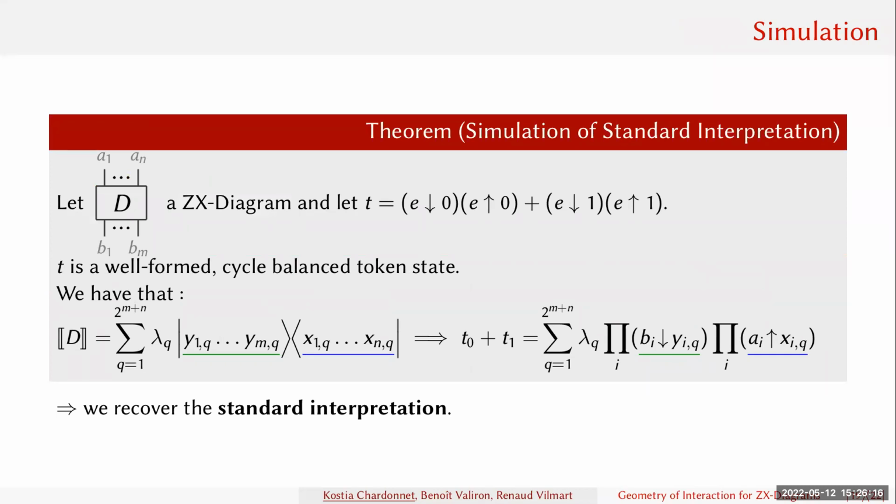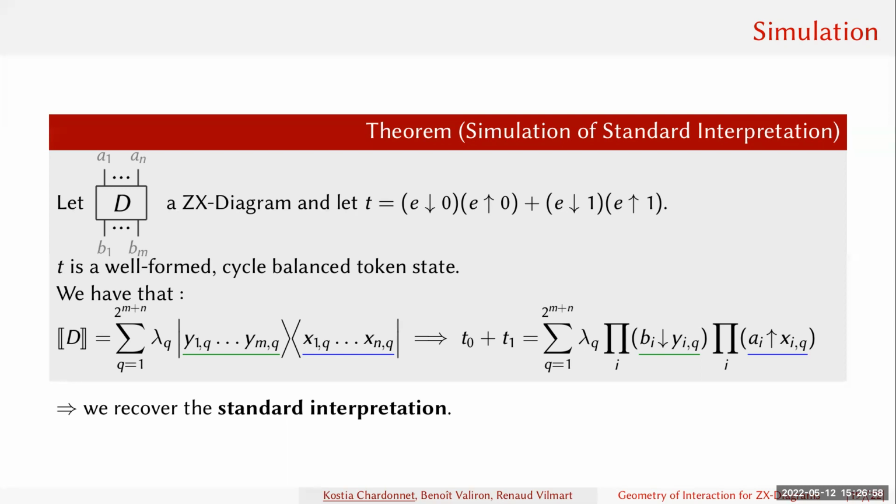And all of this leads us to the main theorem of the paper, which is that you can recover the standard interpretation of a diagram through this method. So if you take any diagram D and you take some edge E inside the diagram, you can set an initial token state T as being E1. So you take the edge E and you have a superposition of tokens. In the first case, you send one token up and down in the state 0, in superposition with one token going up and down in the state 1. What we get is that this initial token state is well-formed and cycle balanced.